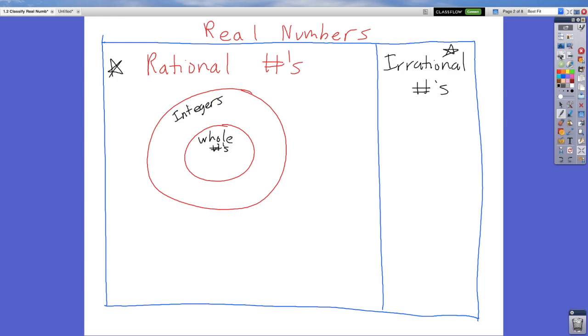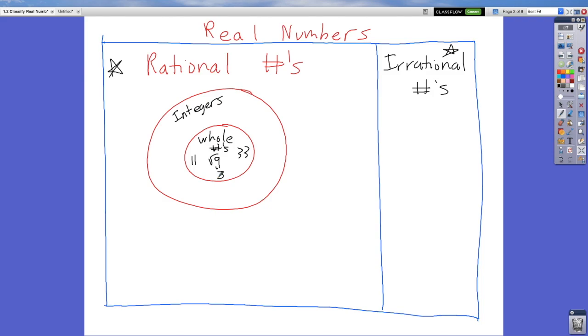So if I go back to my chart, I could put in a few whole numbers. For example, 11, 33, the square root of 9. Why would the square root of 9 go in there? Well, the square root of 9, when I simplify it, is just 3. So that makes it a whole number. Okay?